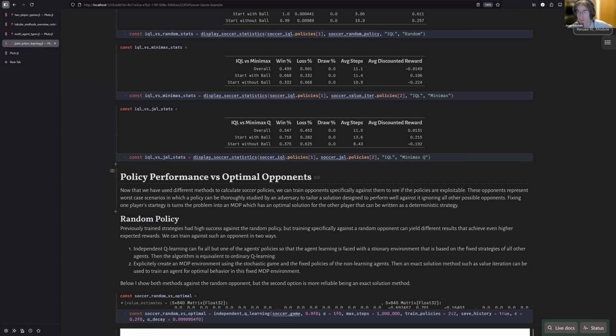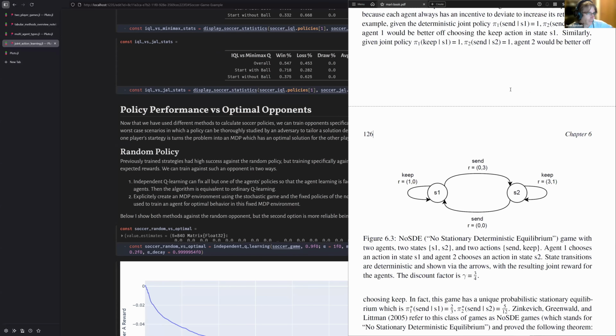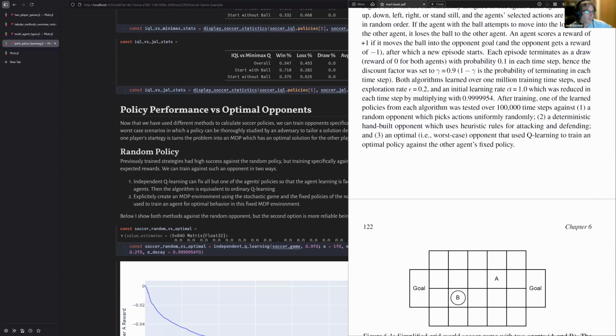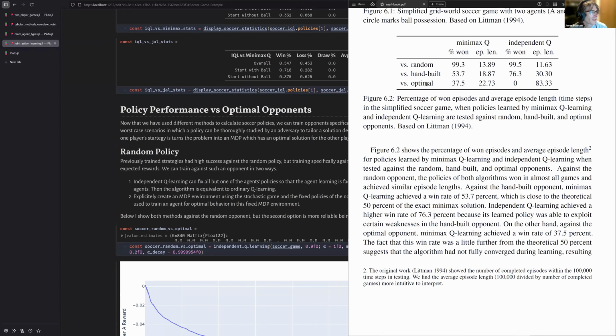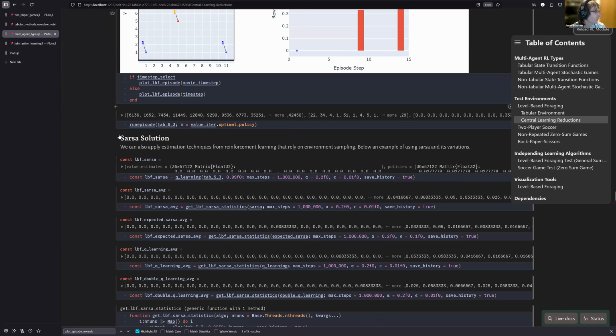Also, the minimax solution is unique. So there should only be one unique policy that has that property, where we can't exploit it in any way. We can do this in different ways. In the book, they have this chart where they talk about it with the soccer game, and I think they just use independent Q-learning to train the optimal opponent. So I have the option to do that here.